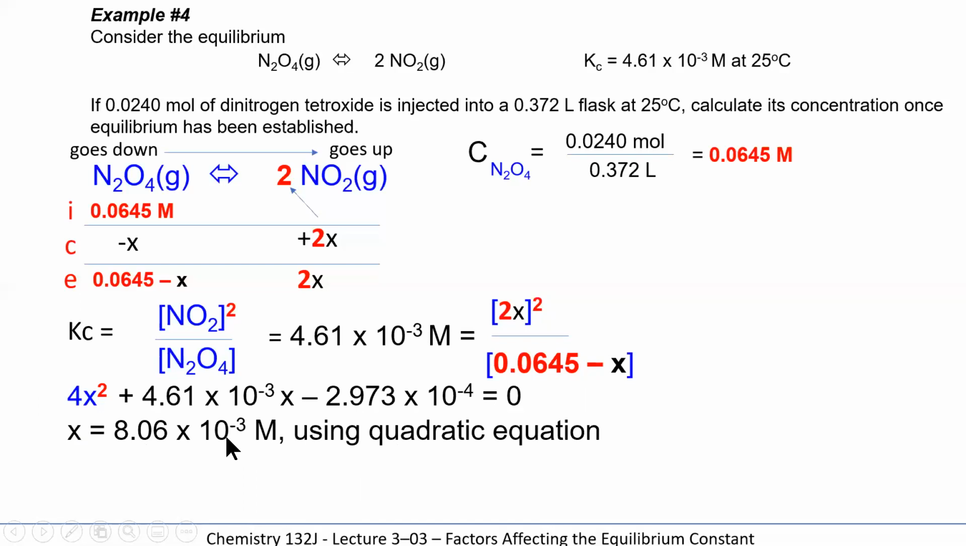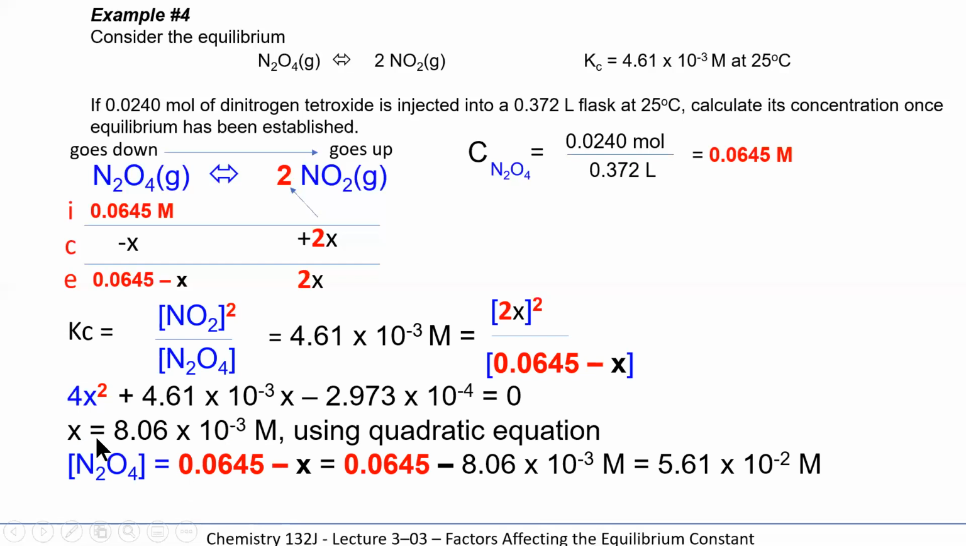So using that quadratic equation, we can solve for x. We get a value of 8.06 times 10 to the minus 3 moles per liter. Again, the unit is moles per liter times moles per liter divided by mole per liter. It leaves mole per liter. Now, that is the value of x, but we were asked to find the concentrations. So we can find the concentration of N2O4 now that we know x. We have to subtract the value of x from the original amount of N2O4, and that's going to leave us with 5.61 times 10 to the minus 2 moles per liter for N2O4 at equilibrium.